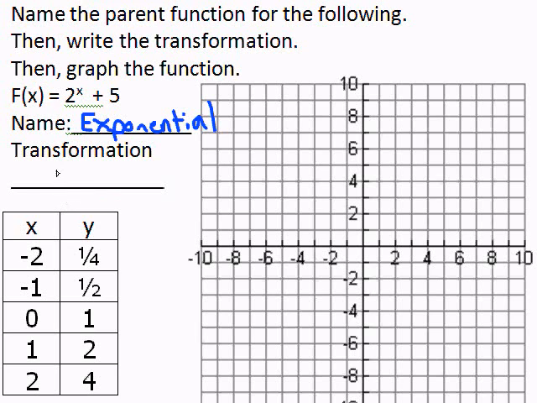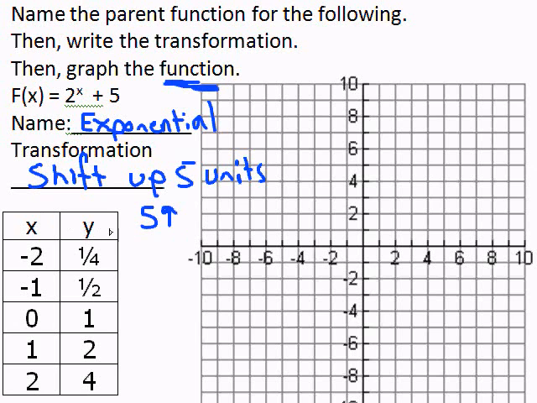The transformation, well, since there's a plus 5 outside of our 2 to the x, our transformation is going to be shift our parent function up 5 units. To save time in the future, you may go ahead and write 5 up arrow to let me know that you've shifted the graph up 5 units. Once you've done this, notice it says graph the function. That means graph the transformed function. What I'd like you to do is go ahead and graph the parent and then shift the parent up 5.